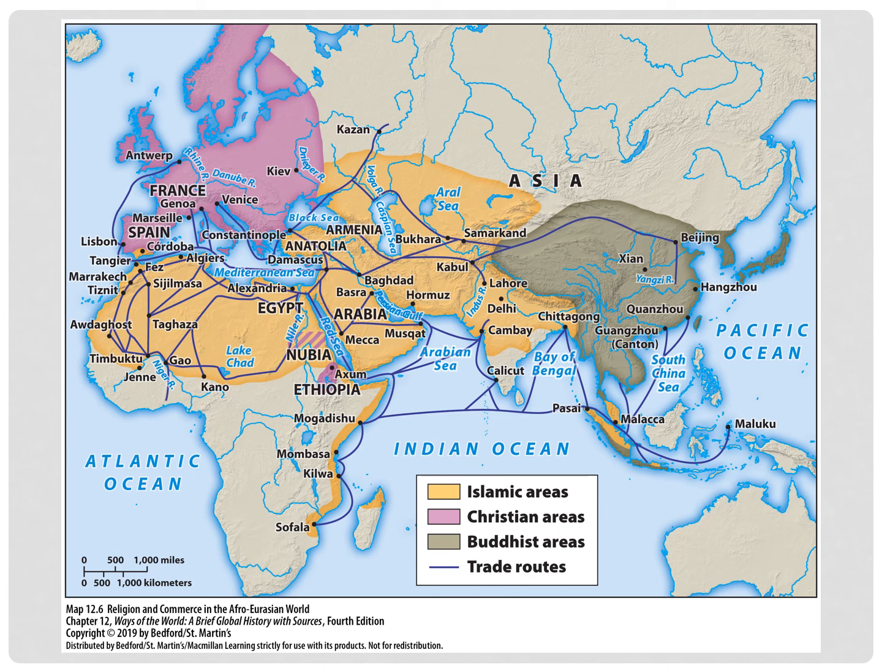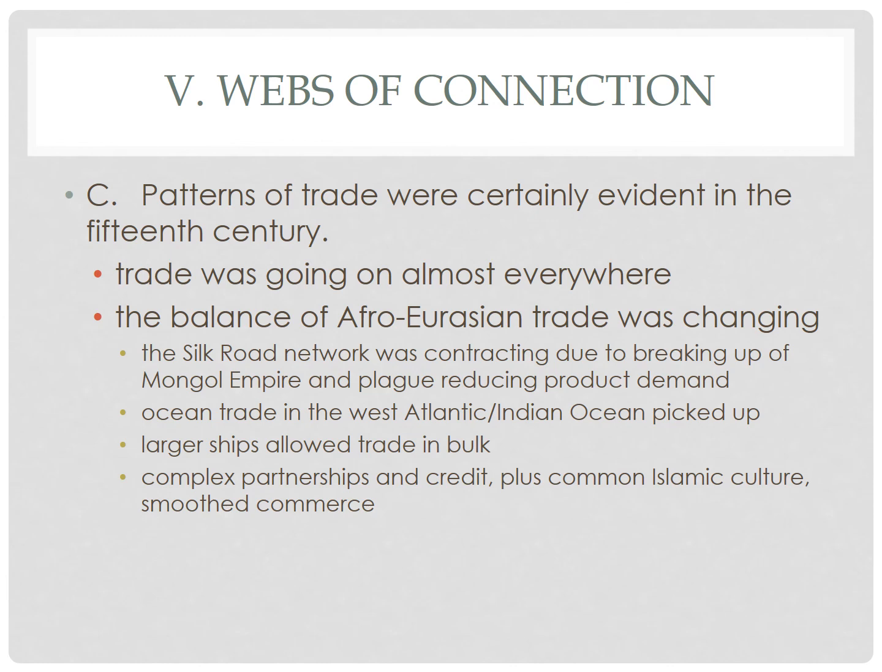So you can see the different regions that we talked about here being broken up into the different religious groups. But you can see, despite there being different religious groups, you can see the vast trade routes that existed between Europe and Africa and Asia. I mean, they are extensive. Patterns of trade were definitely evident in the 15th century, as the map just saw.